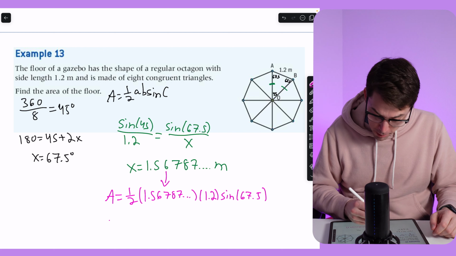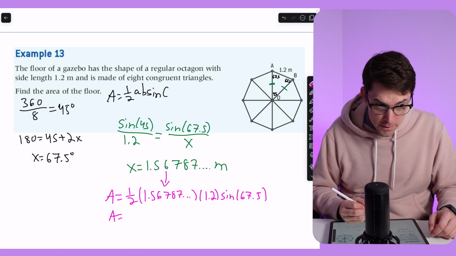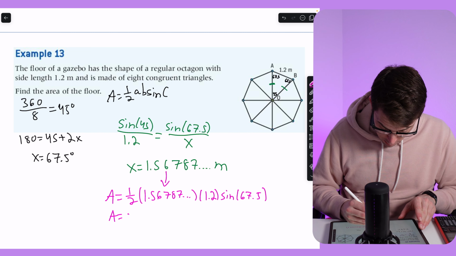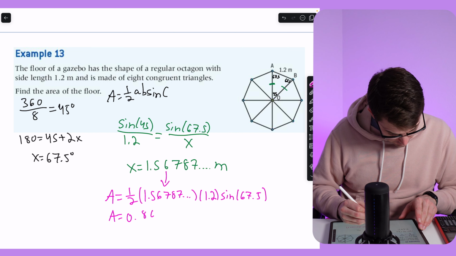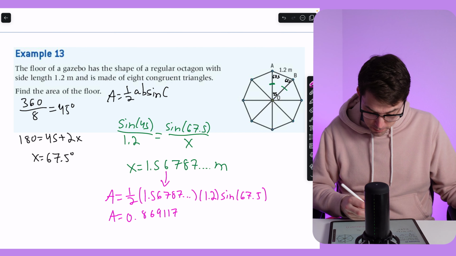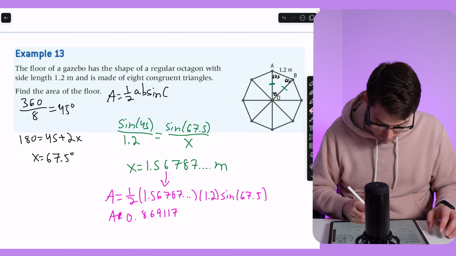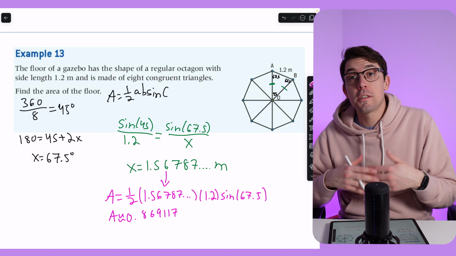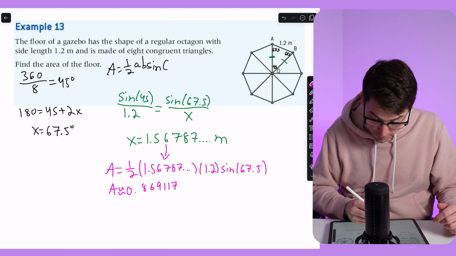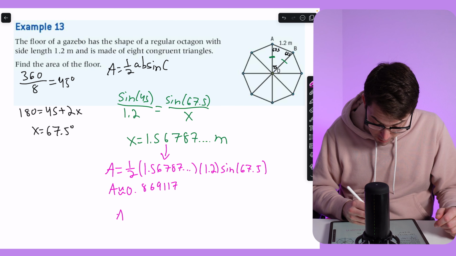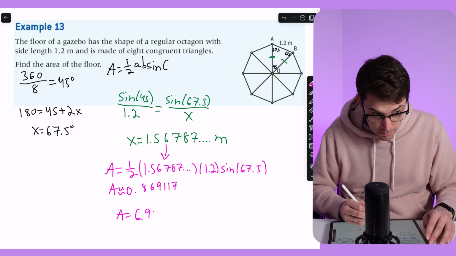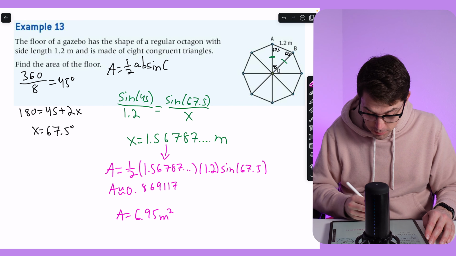67.5. Right? And what you'll find is that the area gives you an answer of, let me check my calculator as well, 0.869117 or so. I'll go ahead and use the approximation. Problem is, that's just for one of the triangles. This is an octagonal shape, so I'm going to have to multiply that by 8. So if I multiply it by 8, I'm going to get my actual area, and to 3 significant figures, that's going to be 6.95 meters squared.